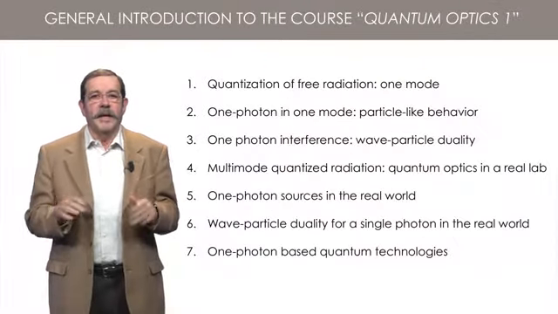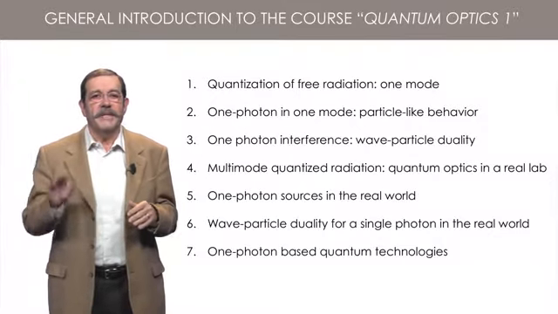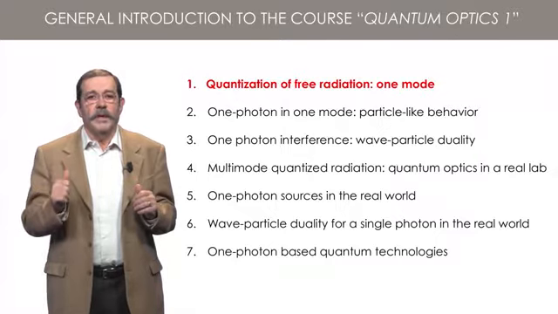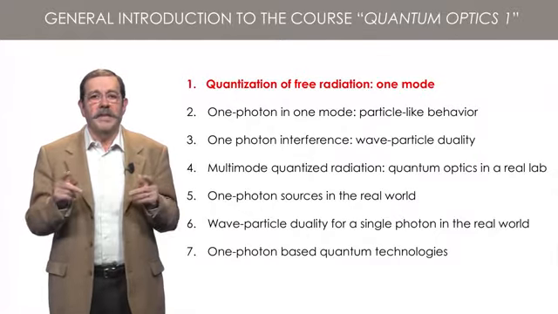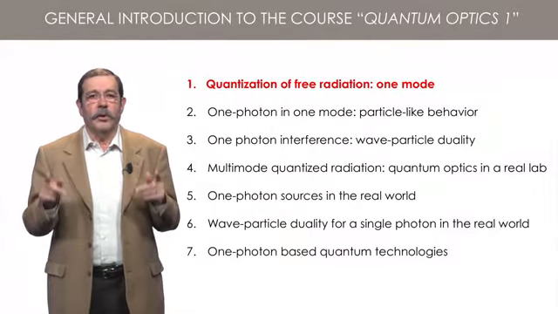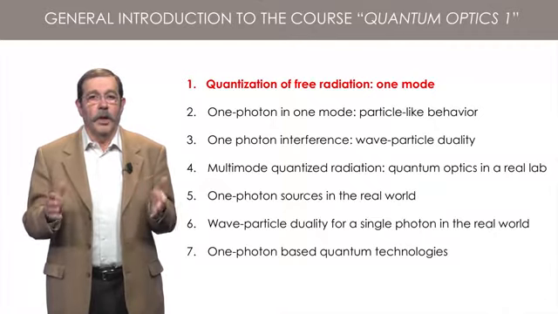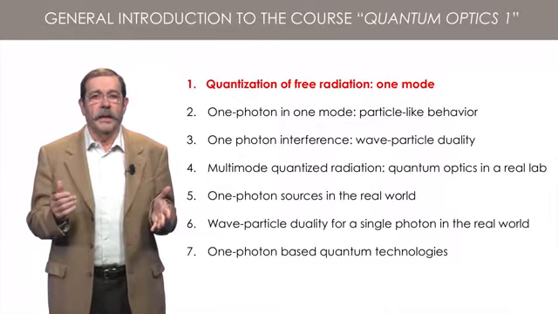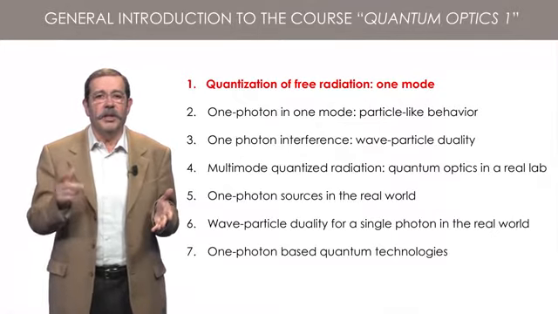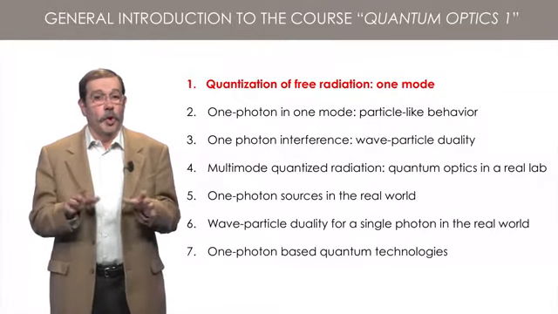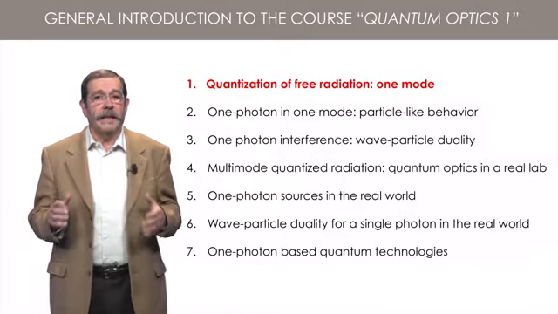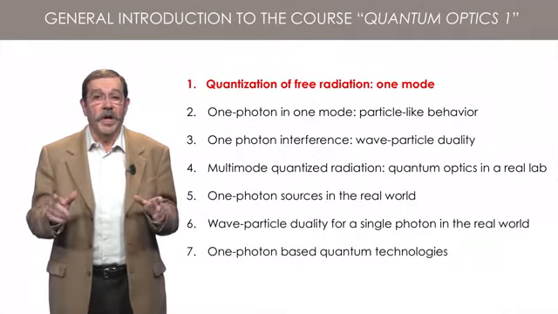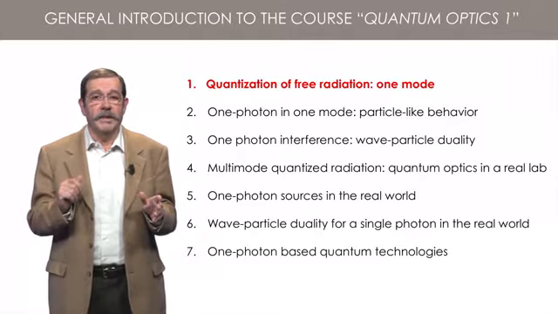Let us now skim through the program of the seven lessons of our first course. In the lesson of today, you will learn how it is possible to quantize a classical electromagnetic field. We will consider the case of a single mode only, in order to keep a simple enough formalism. The notion of photon will immediately emerge, as well as a notion of vacuum fluctuations, quite important in quantum optics.